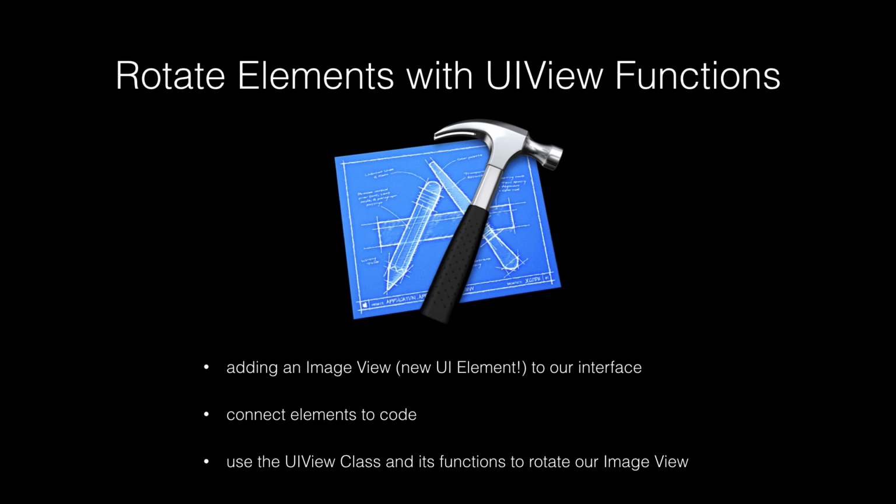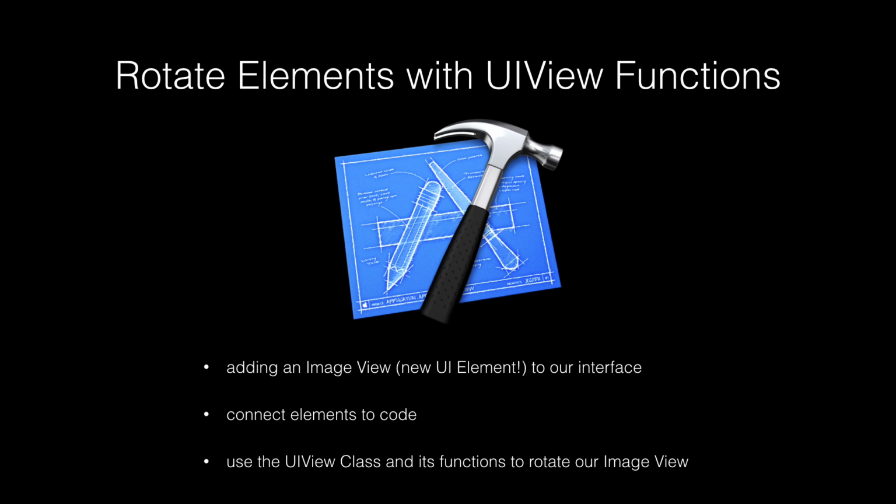Today we will be using a new class called UIView to change the orientation of a UI element with an animation function. We will use a button to trigger the animation, and an image view will be our test subject. There are many other cool functions in UIView, and I encourage you to test them on your own time.